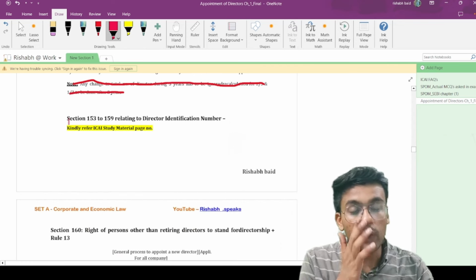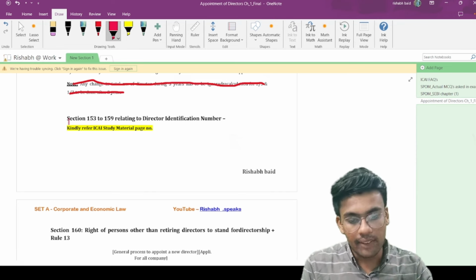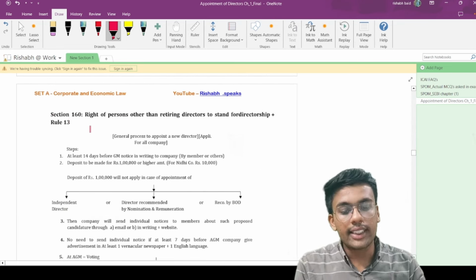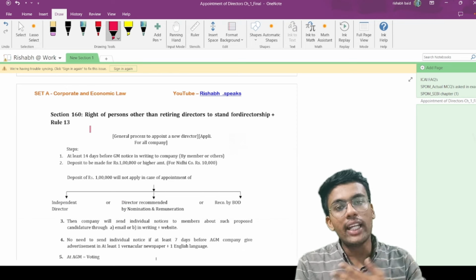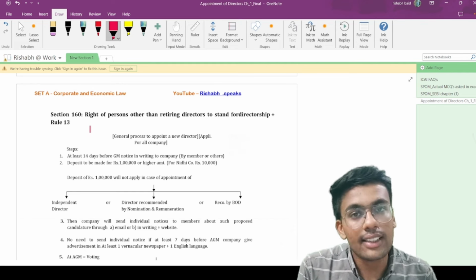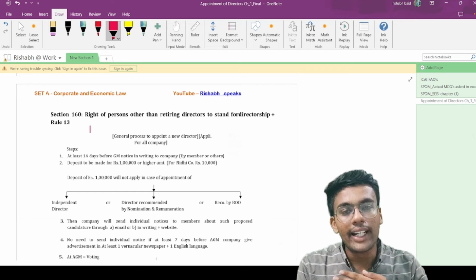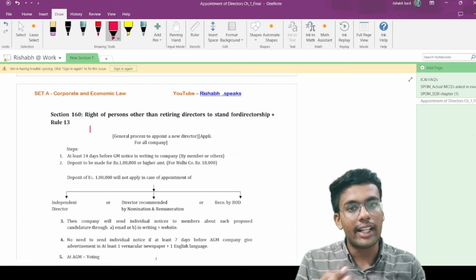Now sections 153 to 159 talk about director identification number. I would recommend you to kindly refer to the ICA module. Now section 160 talks about the right of a person other than a retiring director to stand for directorship. If I am Rishabh, and I want to have a directorship in, let's say, Reliance Industries, what are my rights? Can I be a director there? For that I should definitely have a director identification number.